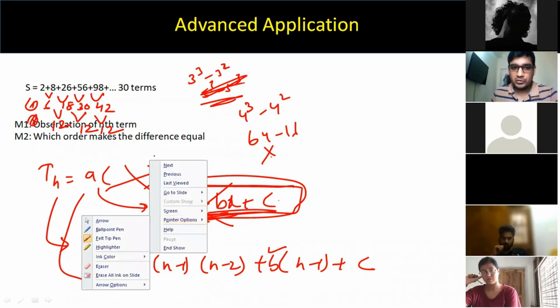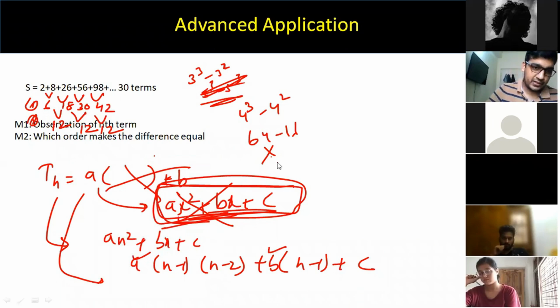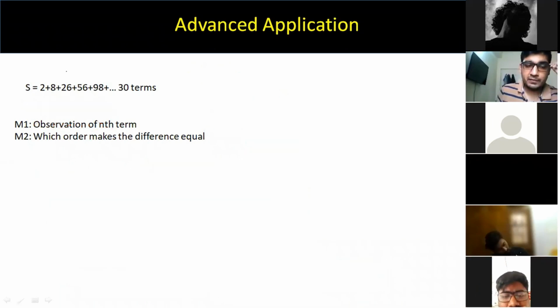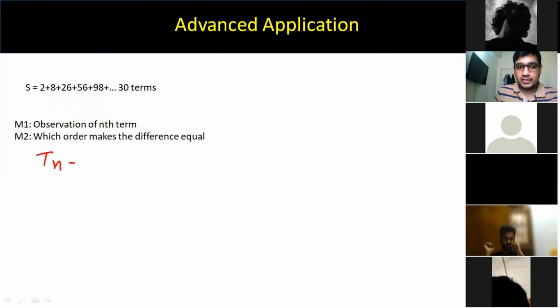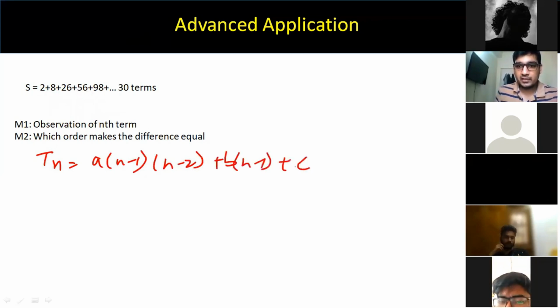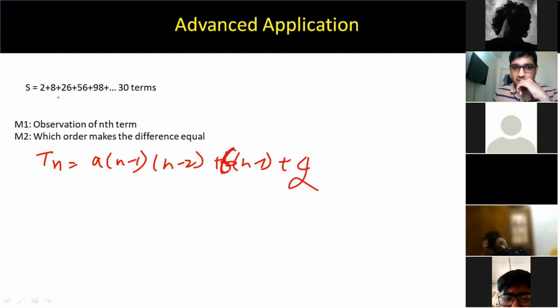So now let me try to solve this. We have figured कि second order में जाके difference is same. So Tn has to be a into n minus 1 into n minus 2 plus b into n minus 1 plus c. Then putting n equals to 1, it has to be 2. So c will be equal to 2 directly. Then if you put n equals to 2, it is 8. This is gone. b plus 2 is 8, so b has to be 6.